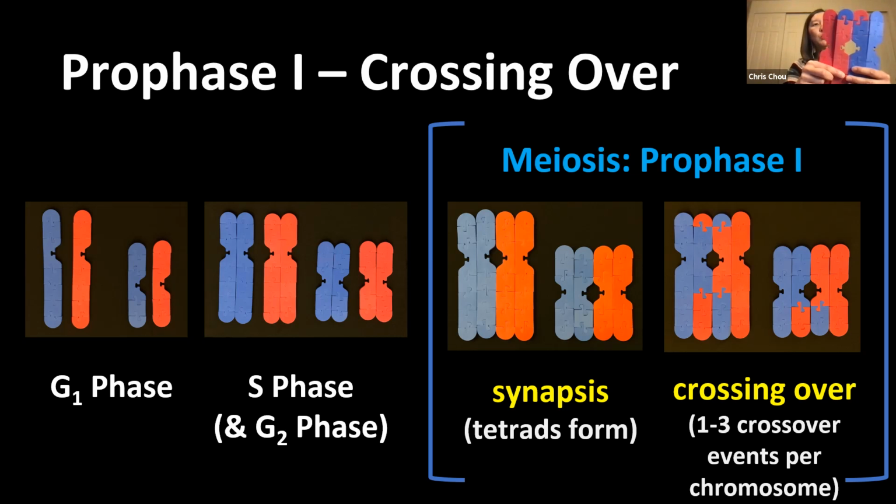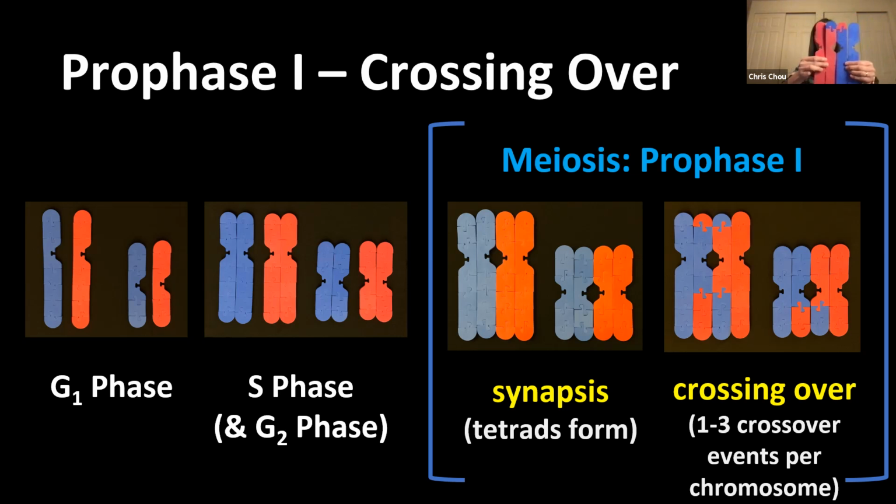So you would do this crossing over and swapping of pieces, and it's pretty violent. As I tell students, it's like you're cutting and snipping DNA and then moving them around. The crossing over will happen between 1 to 3 places, so there's 1 to 3 crossover events per chromosome.